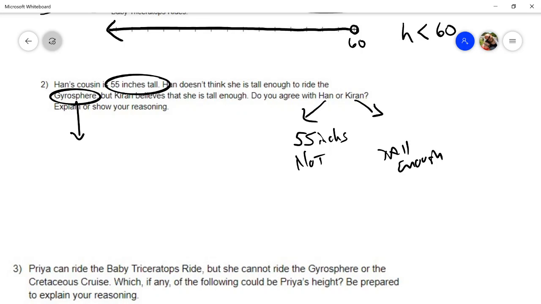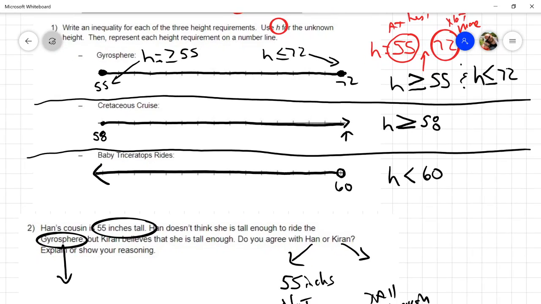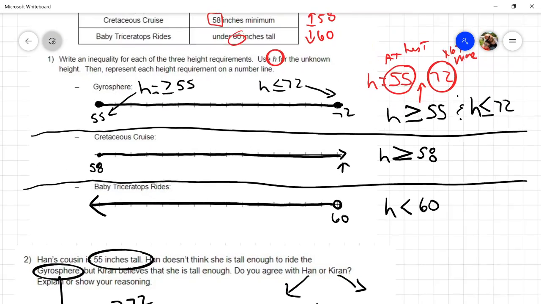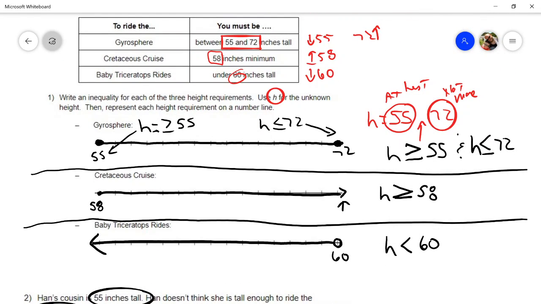So the gyrosphere, again, was between 55 and 72. Okay? Now, I included it. Okay? So you could have an argument at this point. So between 55 and 72 inches. It doesn't specifically say minimum 55, maximum 72. It says between. So you could make the argument that it's not 55 or 72. It's anything above 55 and anything below 72.